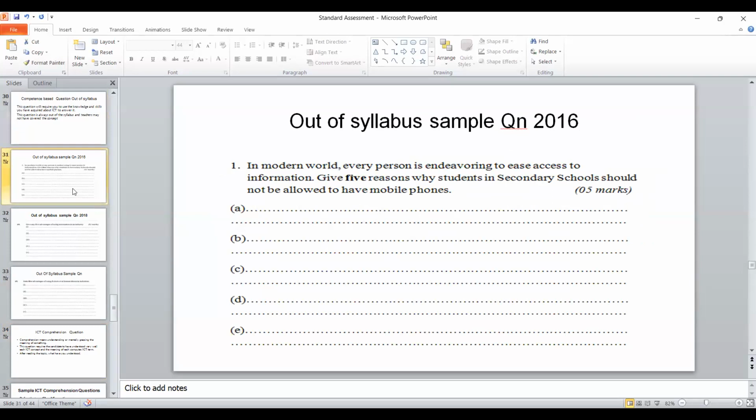Students must not be allowed to have mobile phones. That is 2016. Why students in secondary school should not be allowed to have mobile phones? Such a question does not require a student to have been attending your lessons, but it will give you correct answers. So when we are setting these papers, we must make sure that we bring out all of those competences.